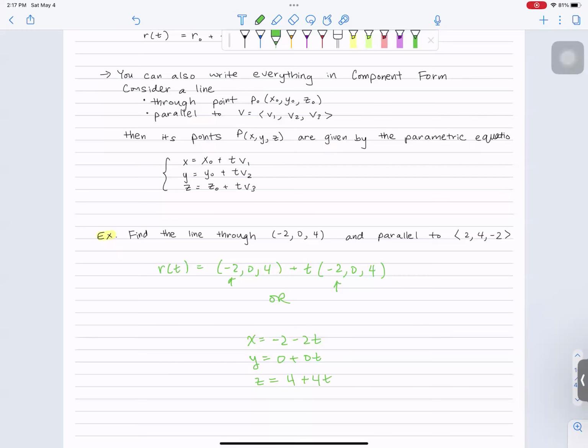Shouldn't the slope be the 2, 4, -2? 2, 4, -2. Yes, I wrote it. Yes, I wrote the numbers wrong. Thank you. This is 2, 4, -2.